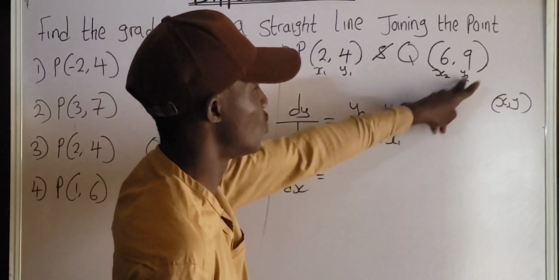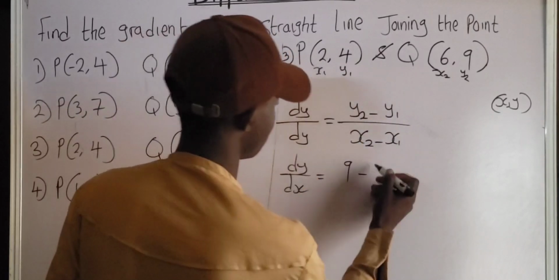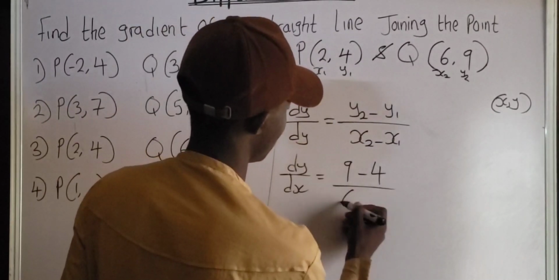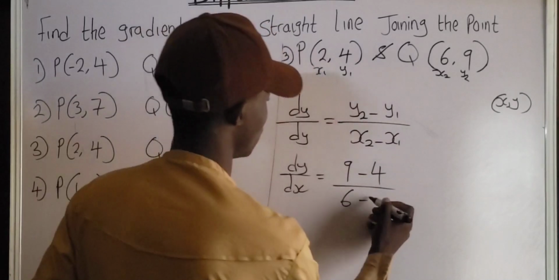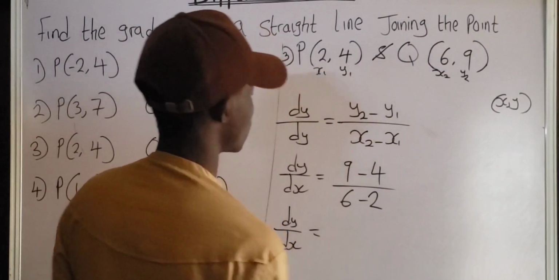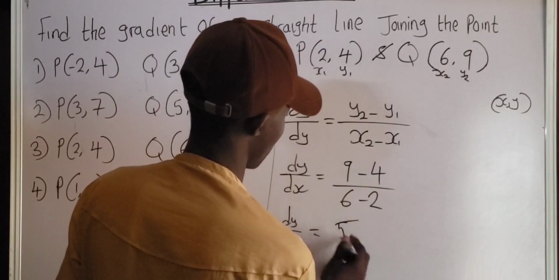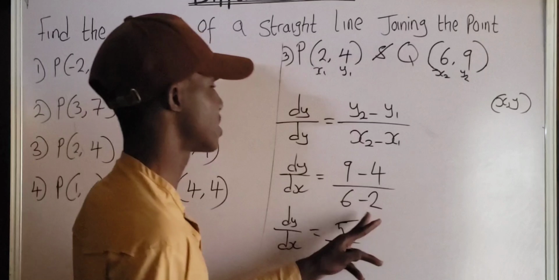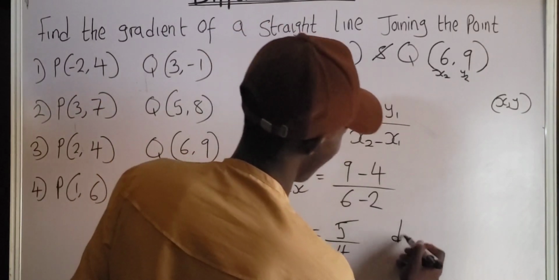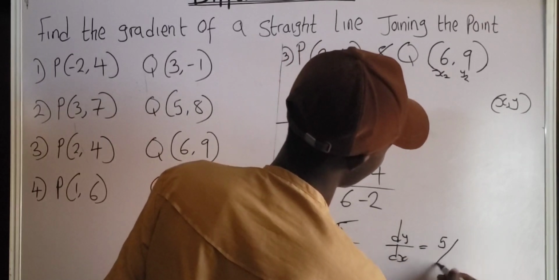So dy all over dx is equals to y2 minus y1. That is y2, which is 9, minus y1, that is 4, all over x2, which is 6, minus x1, that is 2. So dy over dx is equals to 9 minus 4, that is 5, all over 6 minus 2, that is 4. So dy over dx is equals to 5 over 4.